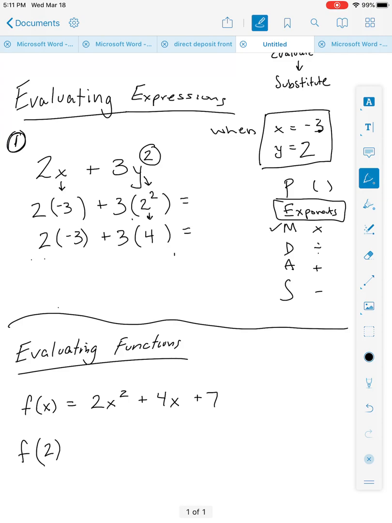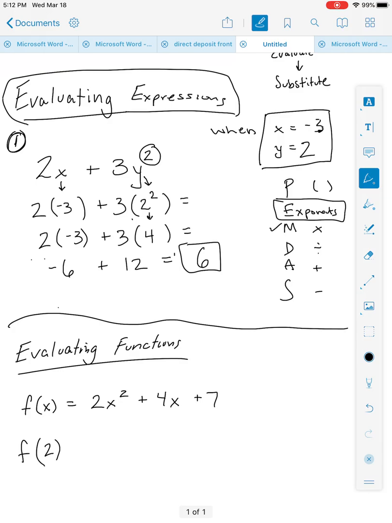And now, being that I took care of my exponents, I can now multiply. 2 times negative 3 is negative 6, and 3 times 4 is 12, giving me a final answer of positive 6. Now that was evaluating just simple expressions, and in this case, we had 2 variables that we had to substitute numbers in for, x and y.